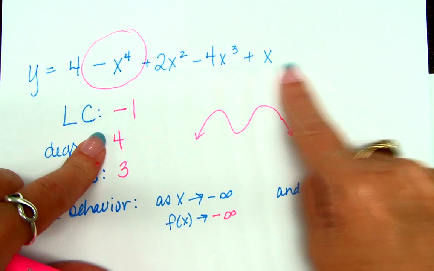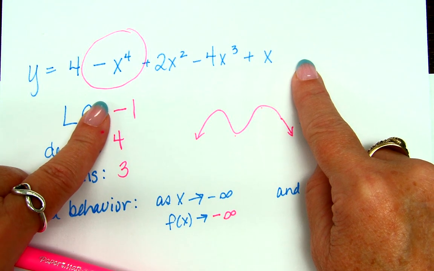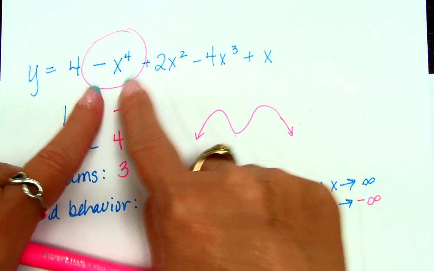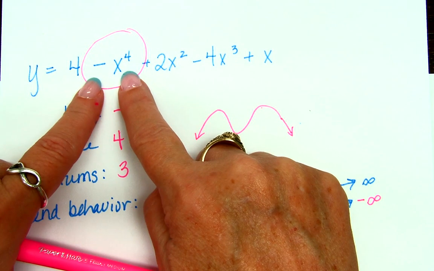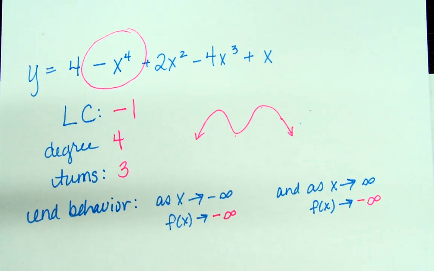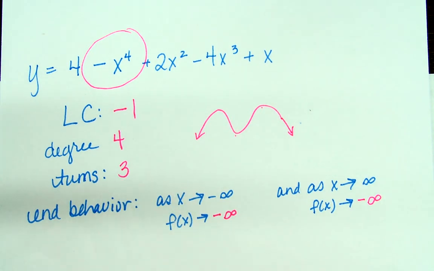Am I asking you to put it in order before we start? No. Can you if you want to? Sure. Yes. But I'm saying find the greatest exponent, circle that whole term, because that's going to tell you everything you need to know for this. And it's going to tell you your right behavior so you can find your left behavior based on the number of turns. Any questions? Do you need another example? You're feeling pretty confident about this? Good job.